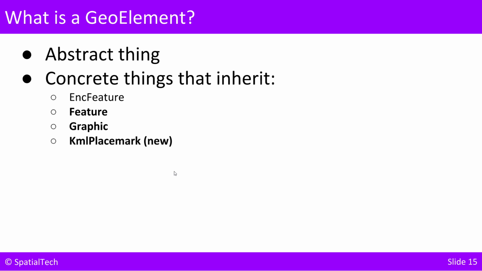Could be a KML placemark. This is a very new thing with the 100.4 runtime, right? This is to deal with the nature of a placemark in KML, which has a slightly different structure than a feature in a hosted feature layer. But all of these things are a type of GeoElement.